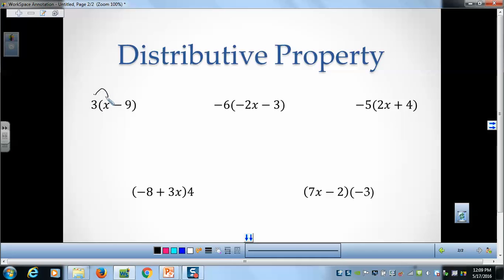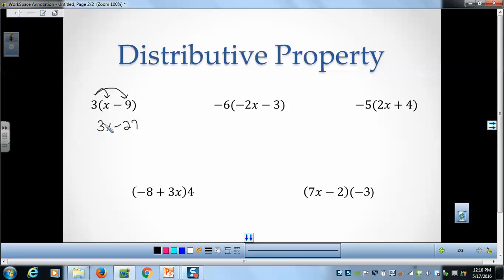Now 3 times 1x is just 3x, and we're going to leave it just like that. Now I distribute the 3 to the next number. Remember, when we do this, we have to include the sign in front, so this is a negative 9. So 3 times negative 9 would be a negative 27. Now this is our final answer. If we know what x is, we could plug that in and simplify.